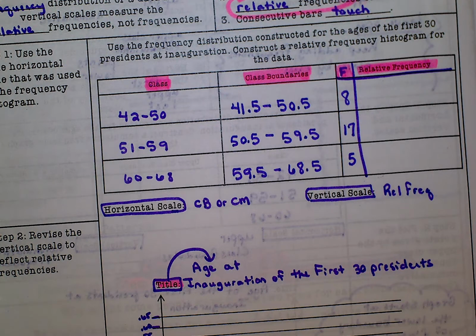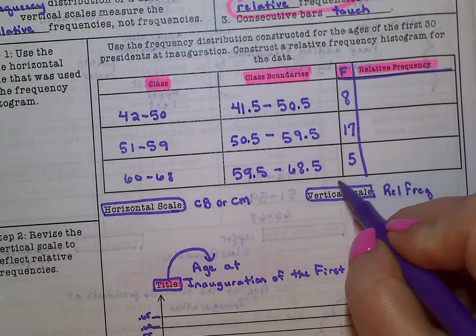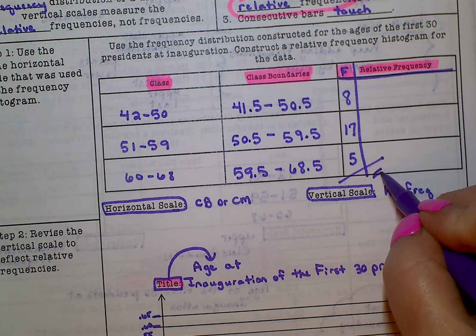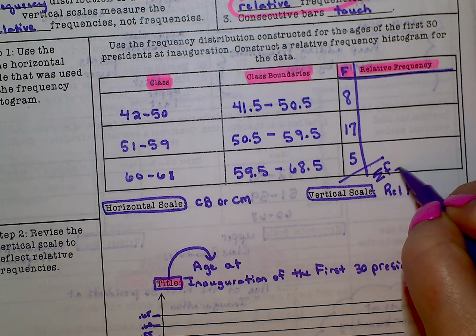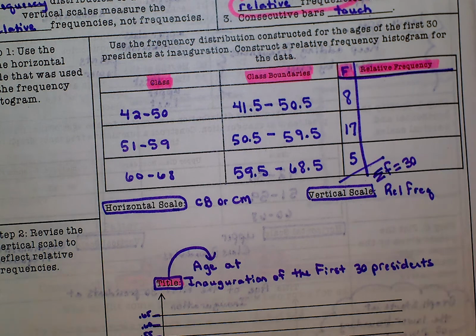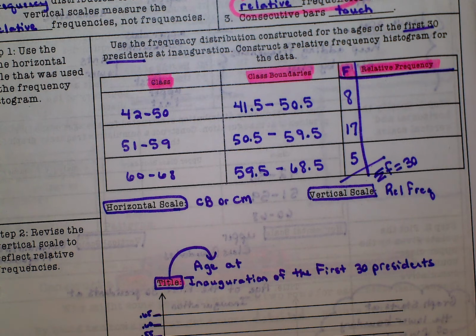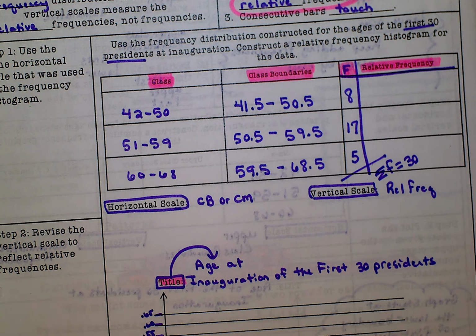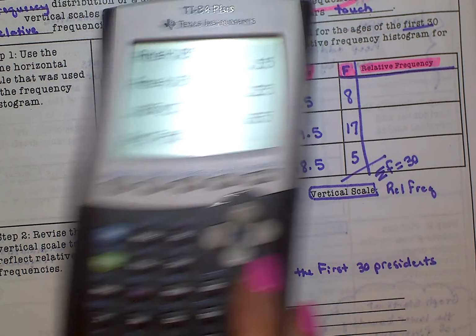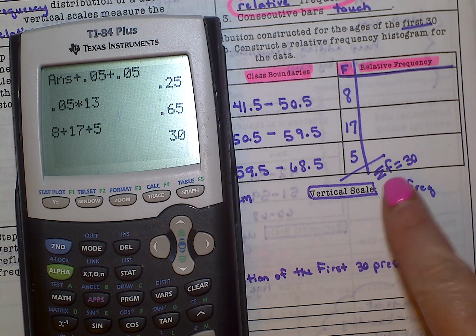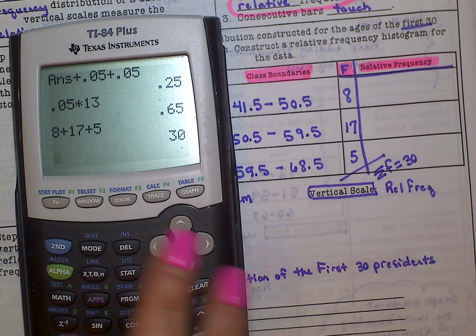Okay, so this would mean we have to have the total frequency. So if you don't know that, you always add up all of your frequencies. And this would be the sum. So the sum of the frequencies should be 30. If you remember, that was the first 30 presidents. So we had 30 ages within that data. If that's not given, again, you would add those up and it would give you a total number. So that is your total frequency.